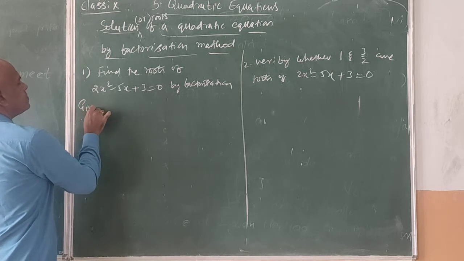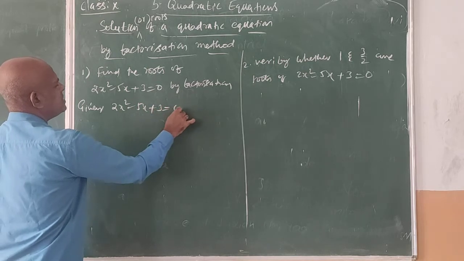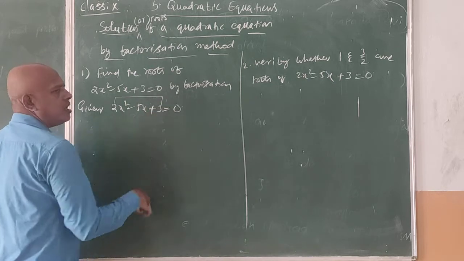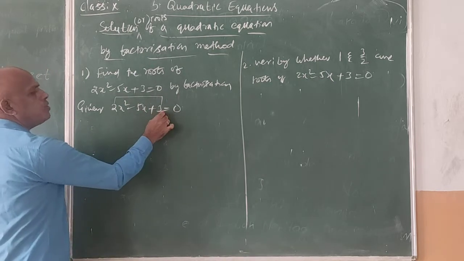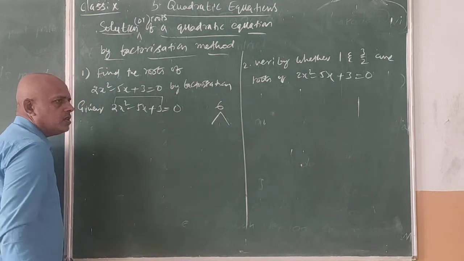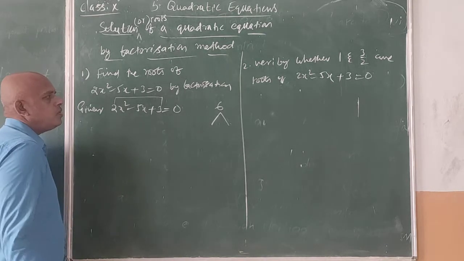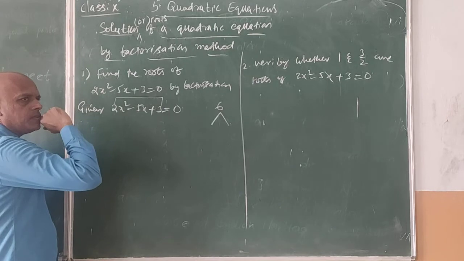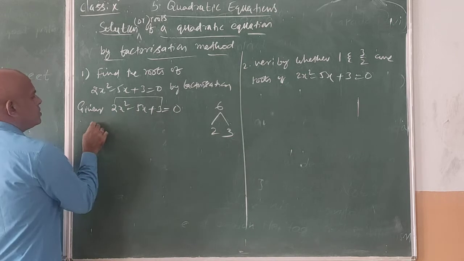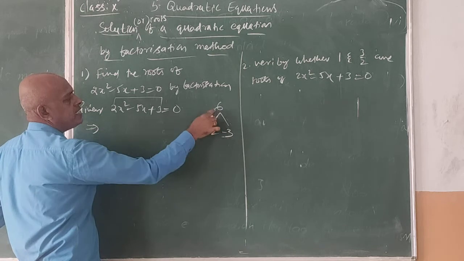Let us solve this one. Given 2x square minus 5x plus 3 is equal to 0. To find the factors, if there is an x square coefficient, you have to multiply it with the constant term. 2 into 3 is equal to 6. Now, 2 and 3 make what here? 5. So we can write the factors here. Minus 5x can be written as minus 2x minus 3x, since minus 2 into minus 3 is plus 6.